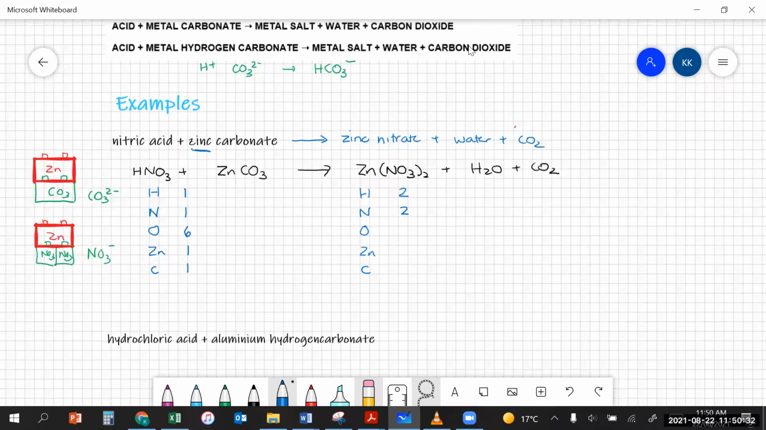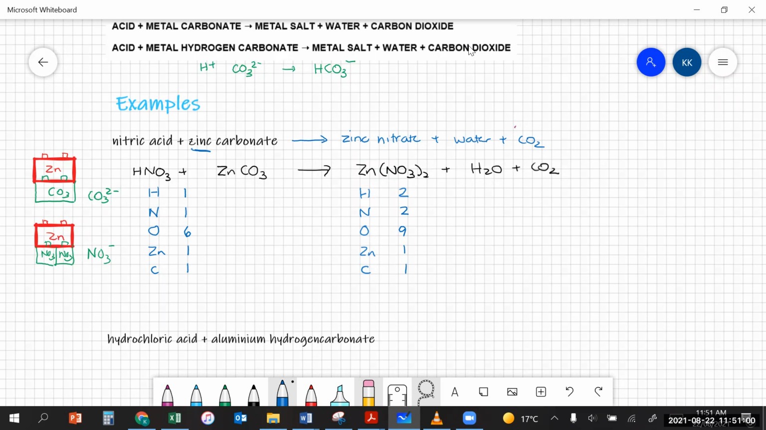Oxygens, we have 6 in the zinc nitrate, 2 3s, plus another 1 in the water, plus 2 more in the carbon dioxide, so that is 9 altogether. We have 1 zinc and we have 1 carbon. Now we need to look at balancing anything starting without oxygen and hydrogen. We always leave oxygen until last and hydrogen until second last.